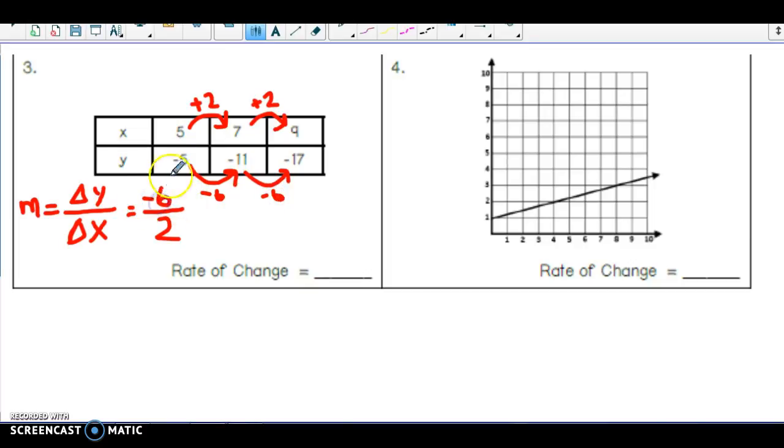So if we compare our -6 change in y over our 2, which is our change in x, we can divide that out and get a simplified value. The rate of change for this table of values is -3.